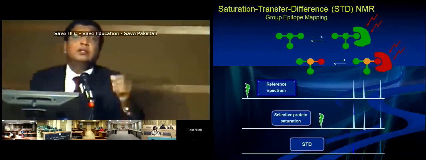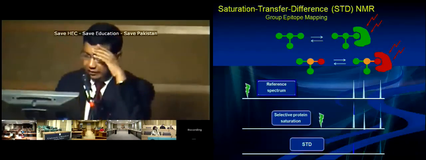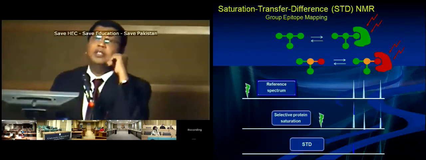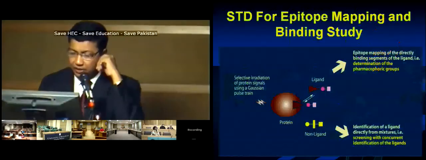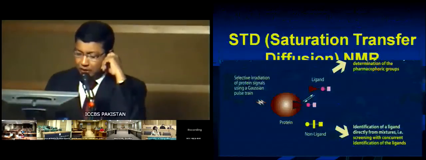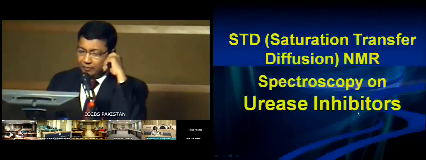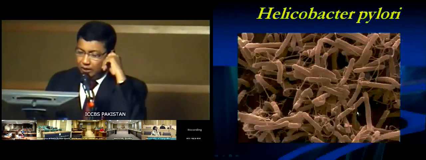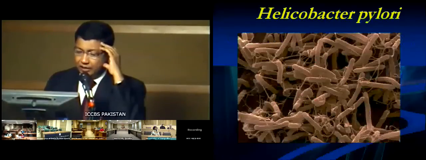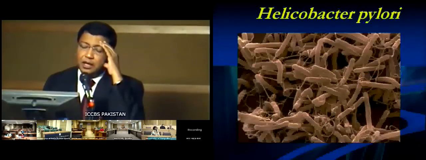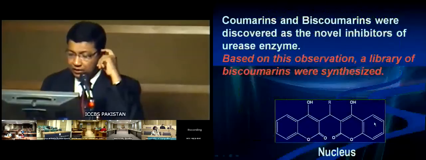Okay? So this is, and I want to give you an example of very exciting work which was conducted by my students Dr. Arif Lodhi and Ajmal, and that is an example of Helicobacter pylori. As you all know, Helicobacter pylori is the causative agent of peptic ulcers, gastric ulcer and gastritis. And these were the molecules which we discovered, compounds which were synthesized by Professor Dr. Khalid's group.